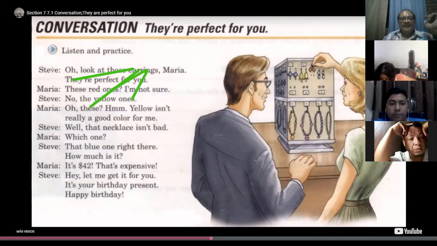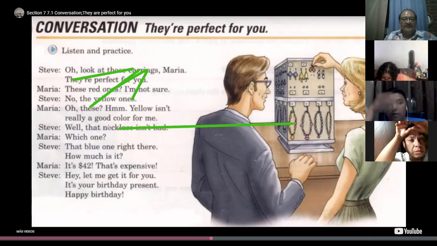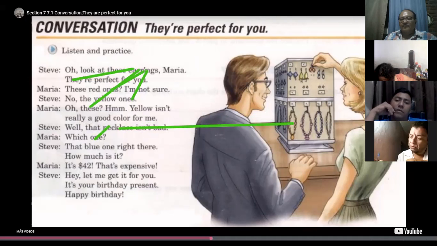Okay. They say, yellow isn't really a good color for me. Well, that necklace, the necklace here. Okay, necklace. We have the necklace, isn't bad. Which one? One is for necklace. See here, one is because it's singular, one necklace. And here, ones, earrings, plural. Okay, and they say that blue one. That is always the necklace. And this is also the necklace. That, the blue one right there.